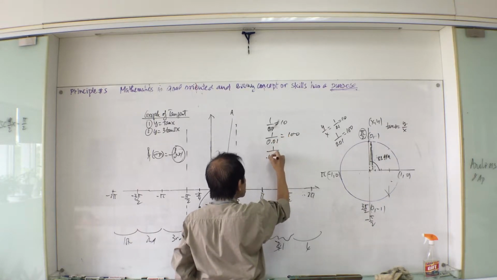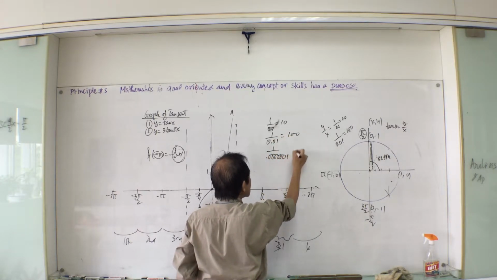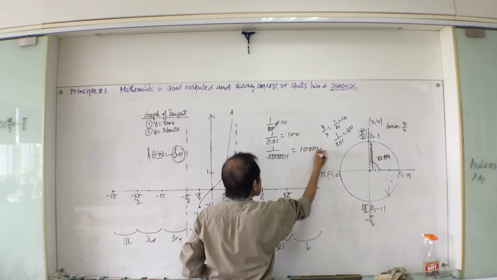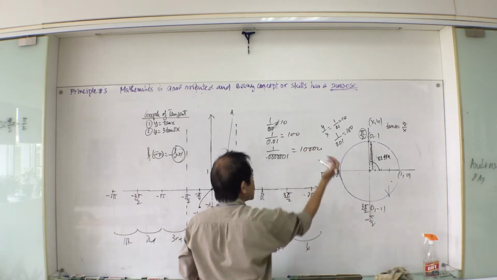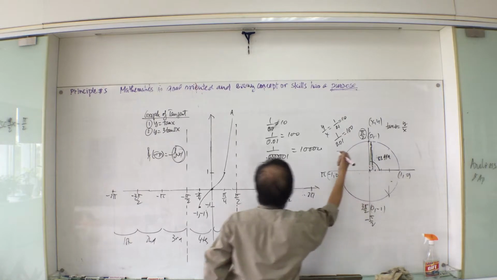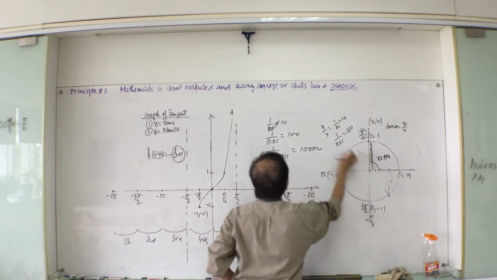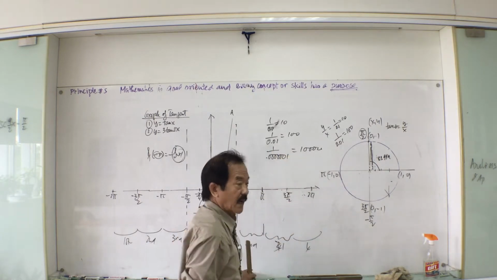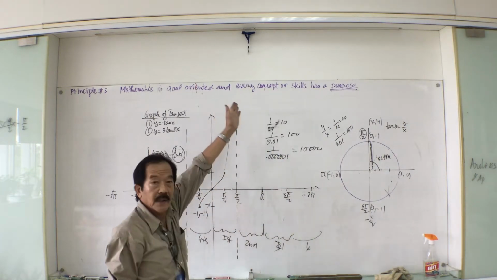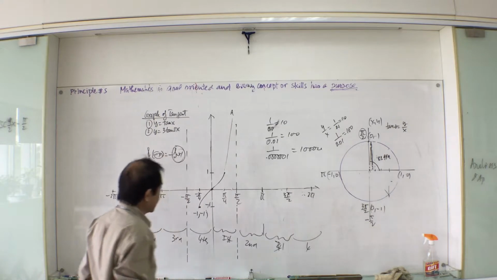1 over 0.000001 equals a million. A million. So that means the angle is super close, okay? And the x becomes super small, very small. And 1 divided by very small becomes very large. So therefore we know that the graph has to go to infinity.